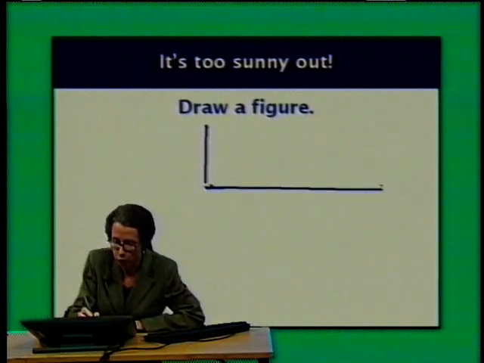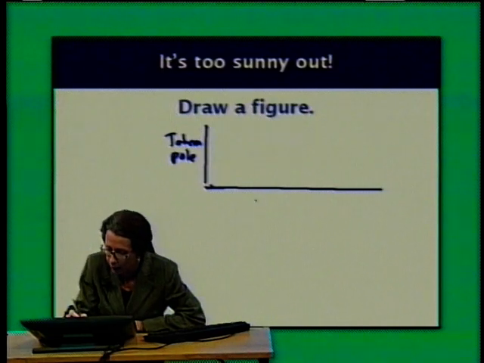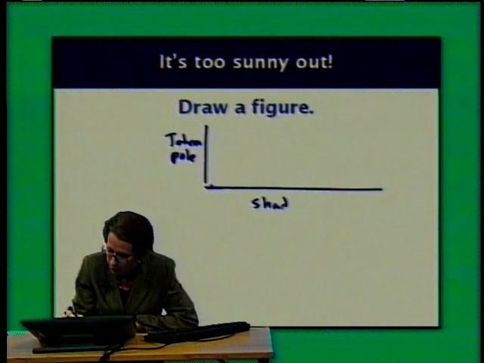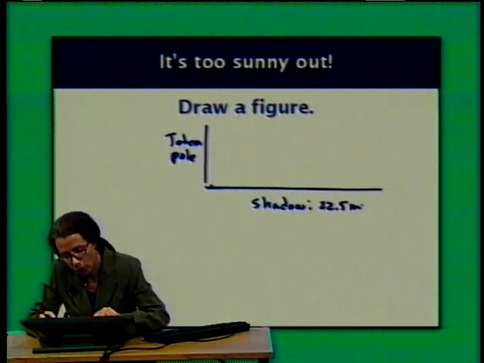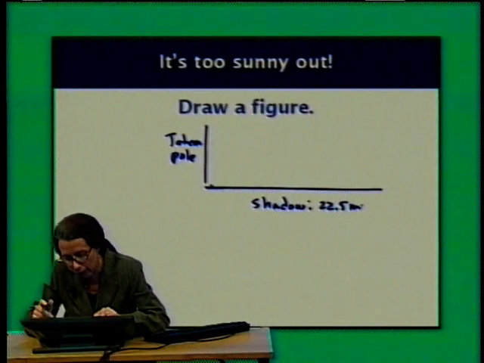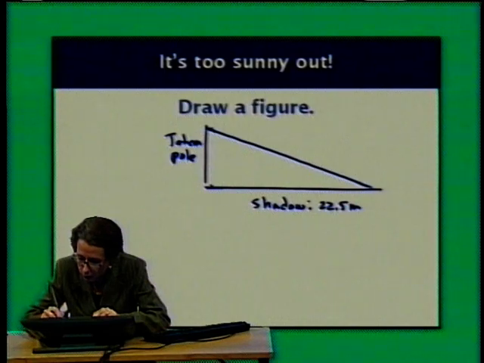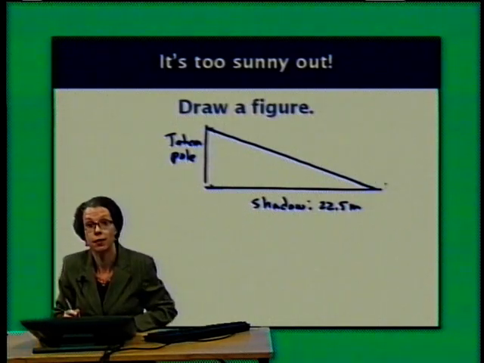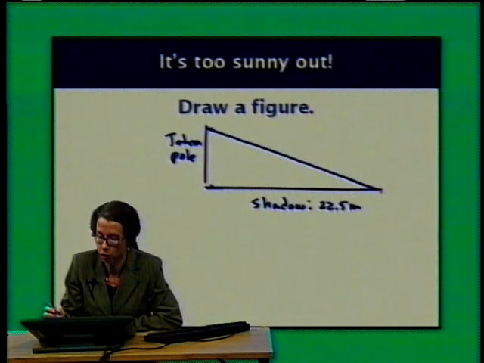So here is the totem pole, and here is the shadow. And the shadow was 22.5 meters. And I'm going to draw a right triangle here, because it's the sun that's out here somewhere that's causing this shadow.